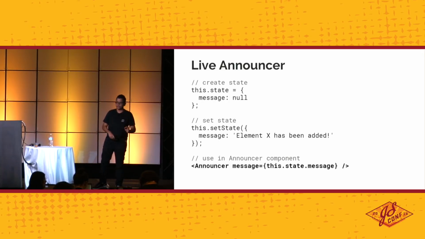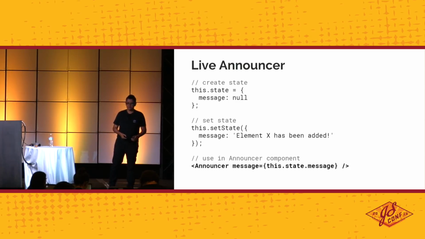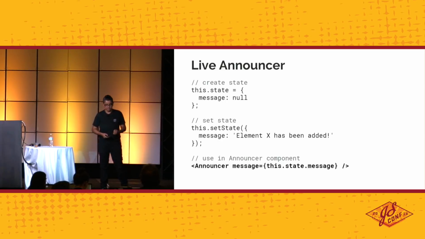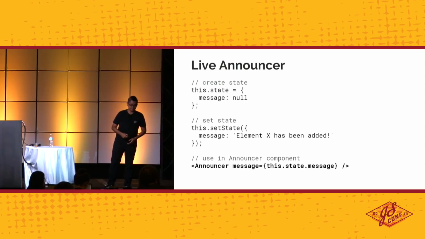In any parent component, have a value in the state, like message. At first, it's empty, it's null. Then when some event occurs, set the state to what you want it to be. Like Professor Utonium might say, element X has been added by mistake, but whatever, it will create the Powerpuff Girls. So this value can then go into the announcer via the state, and whenever the value changes, the screen reader will pick this up and announce it. Pretty simple, but very useful.